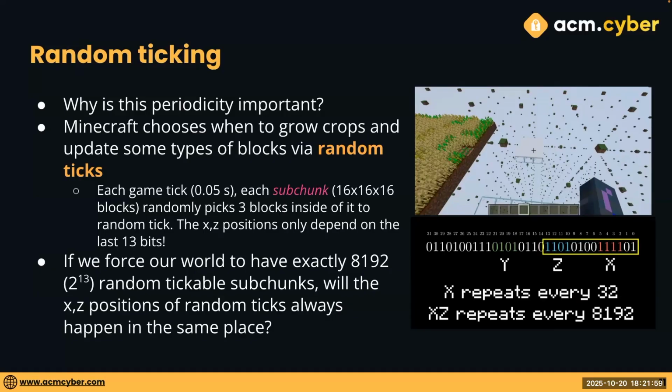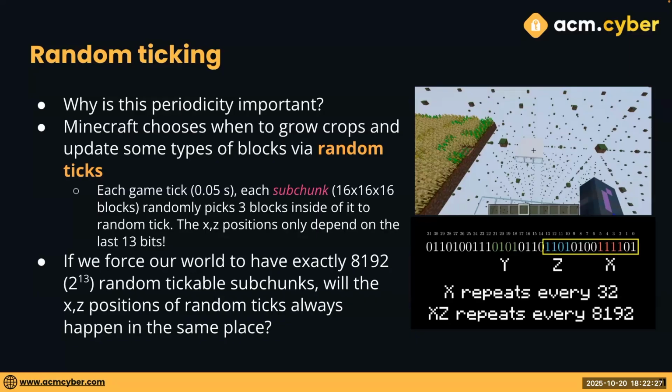Minecraft chooses when to grow crops and update some certain types of blocks using a thing called a random tick. So every game tick, which is 1/20th of a second, each section of the world called a subchunk, which is 16 by 16 by 16 blocks, randomly picks 3 blocks inside of it to cause to random tick. But the interesting part here is that inside the subchunk, the X and Z positions only depend on the last 13 bits of the LCG output.